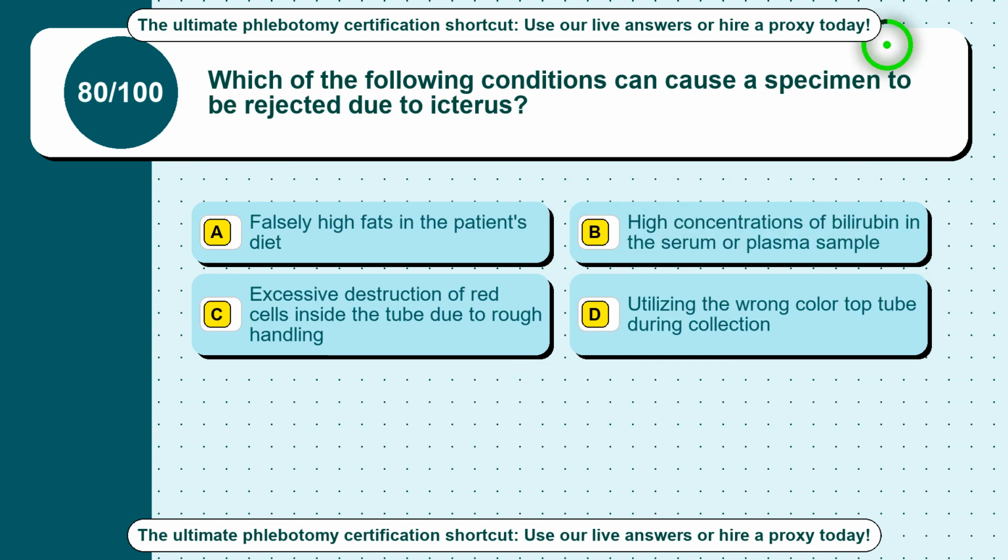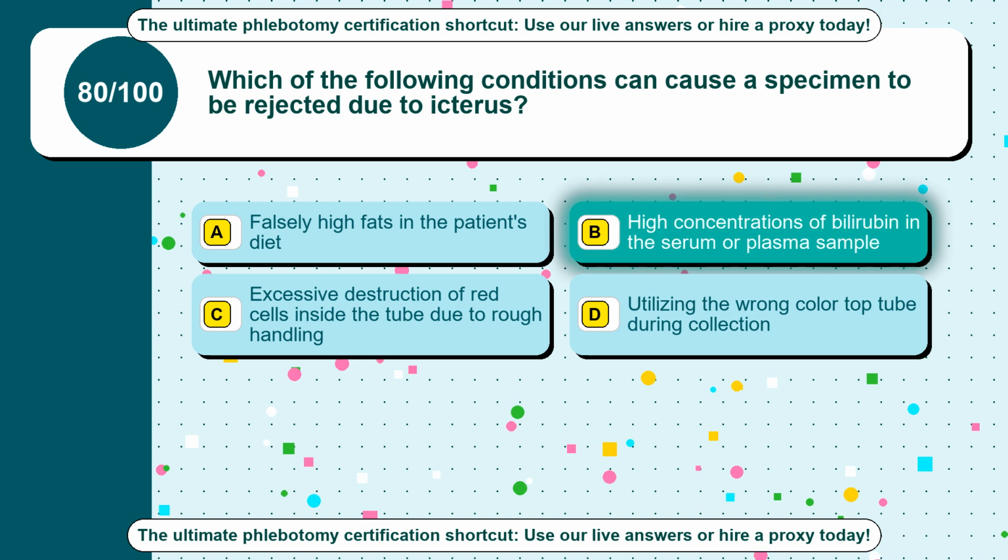Question 80. Which of the following conditions can cause a specimen to be rejected due to icterus? Option A. Falsely high fats in the patient's diet. Option B. High concentrations of bilirubin in the serum or plasma sample. Option C. Excessive destruction of red cells inside the tube due to rough handling. Option D. Utilizing the wrong color top tube during collection.